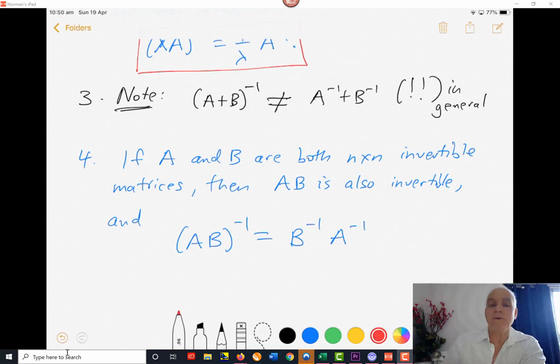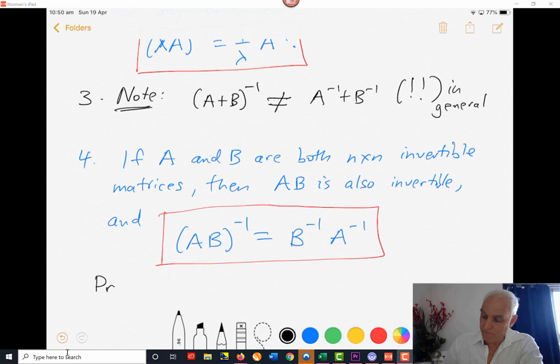That probably, I hope, reminds you of the rule for transposes, right? That's what happened with transposes. If we take the transpose of a product AB, we get the transpose of B times the transpose of A. So it's the same thing that's happening here.